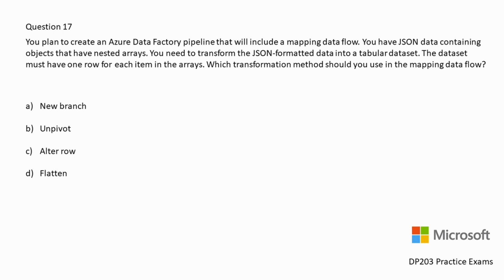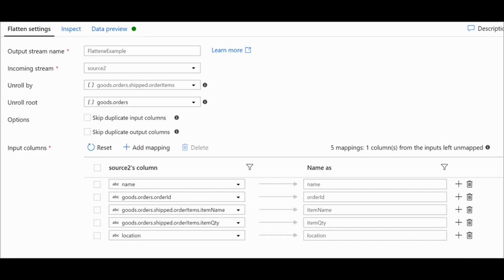The options given here are some of the many transformations that are available. In this question, what's required is we need to unroll a JSON data format into a table format with individual rows. So when we want to take array values inside a data format with hierarchical structures, like JSON, and unroll them into individual rows, the process is known as denormalization. For that, we can use the flatten transformation. So the correct answer here is D, flatten.